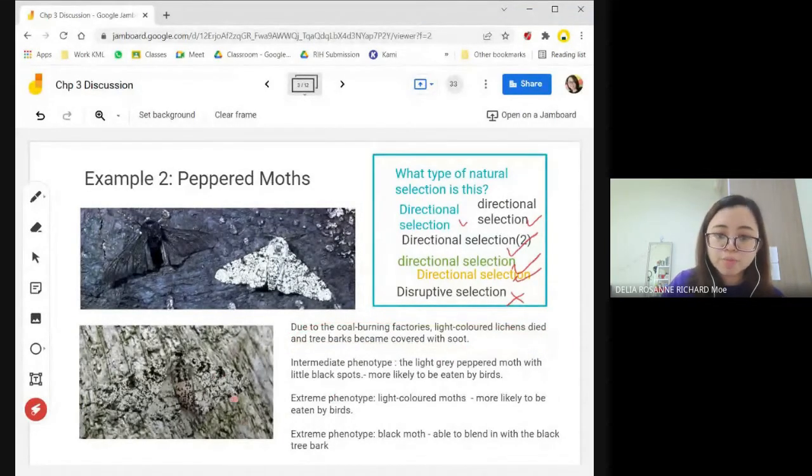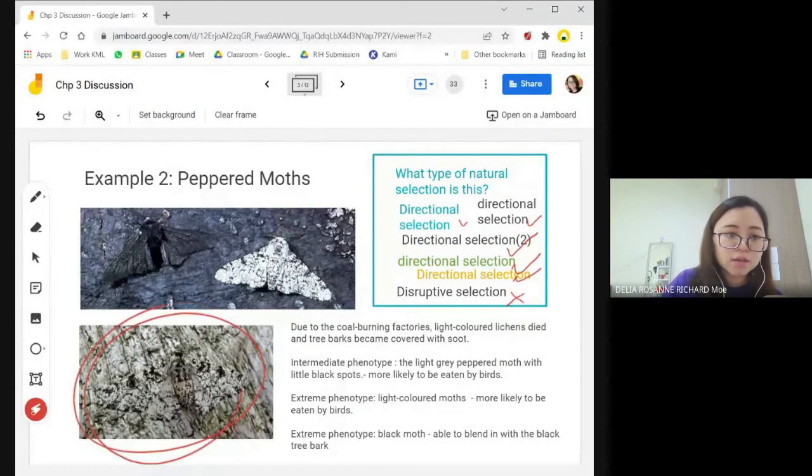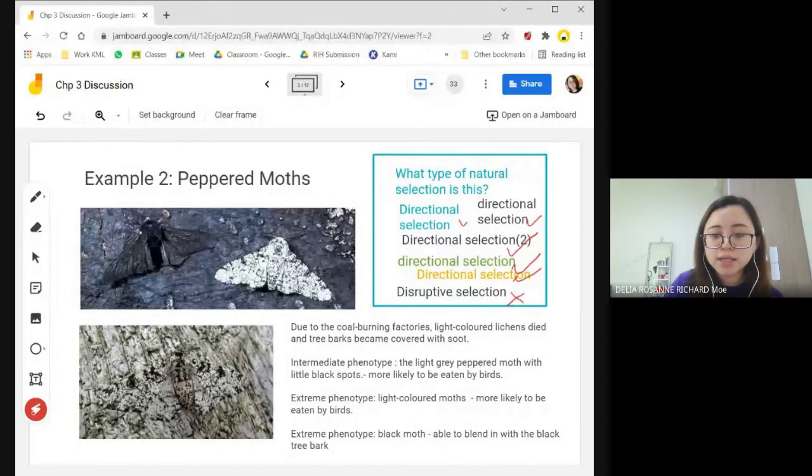So, sebelum revolusi industri memang pokok-pokok dia nampak macam ni. Tapi selepas revolusi industri, banyak sudah kilang-kilang, banyak asap, pokok-pokok pun nampak lebih hitam. So, situasi sekarang menjadi macam ni. So, this is actually directional selection that favors one extreme phenotype, which is black peppered moths rather than white or gray.